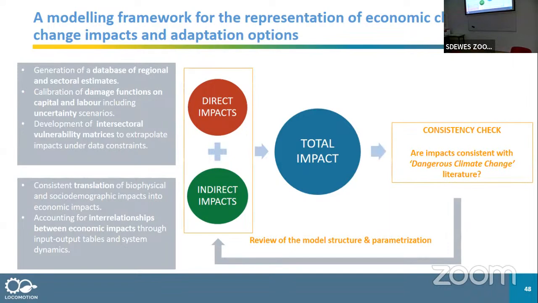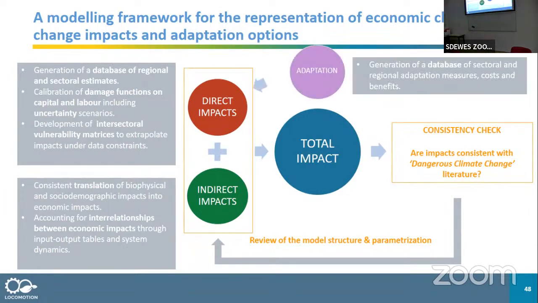Well, this is only a kind of qualitative consistency check that we want to keep in mind, once we apply some impacts, to see if the model is capturing well the damage we consider, to not, as other models, fail in sending wrong messages to policy makers. And adaptation, as I'm going to explain now, will affect directly the damage functions. For that, we have generated a database of sectoral and regional adaptation measures, costs and benefits, to calibrate these adaptation parameters.